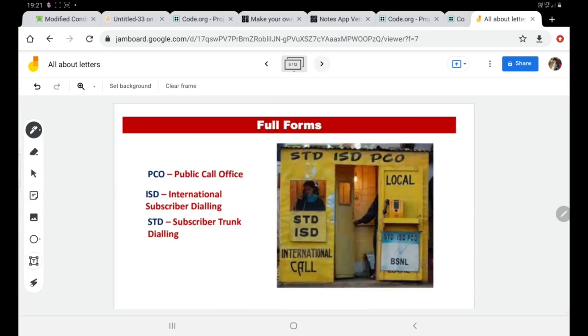Now full forms. This will be interesting for you guys. Here you can see STD, ISD, PCO. If you go to the market or other places and you do not have a phone, you need to call from this, no?